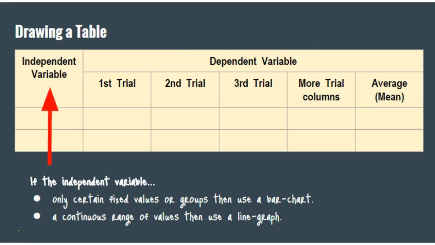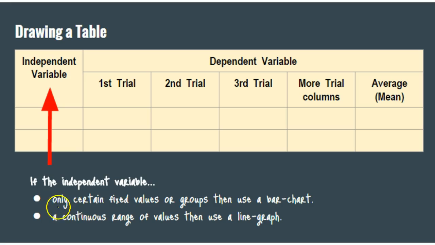Now when it comes to turning that into a graph, we have to think about what type of graph it's going to turn into too. And the independent variable is what decides that. If you have different groups or fixed values along here, so it could be boys versus girls, is there a difference between a certain variable when you have boys and girls in different groups? If you've got specific groups or fixed values like this, then you use a bar chart.